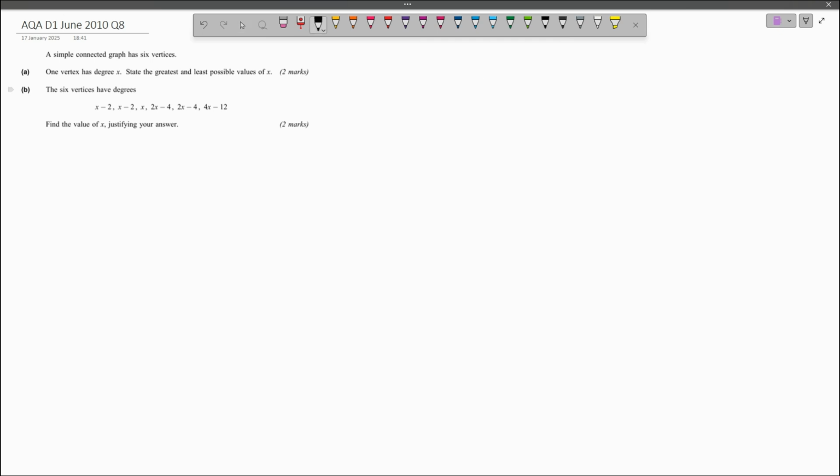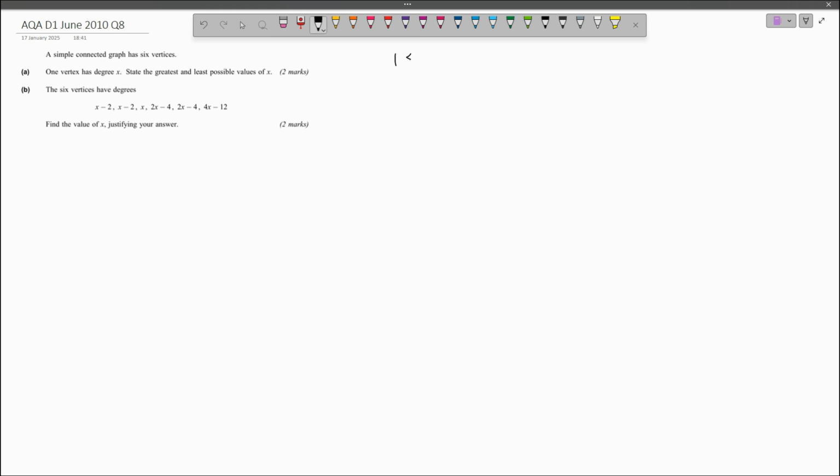And we're told that we've got a simple connected graph with 6 vertices. So a connected graph is one where there exists a path from any vertex to any other vertex. And if it's simple, it just means that there's no more than one edge between any two vertices and no loops from a vertex to itself. So with that, for the graph to be connected, each vertex has to have an edge coming out of it. So the smallest value of the degree of a vertex is going to be 1. So the least possible value for a degree is going to be 1.